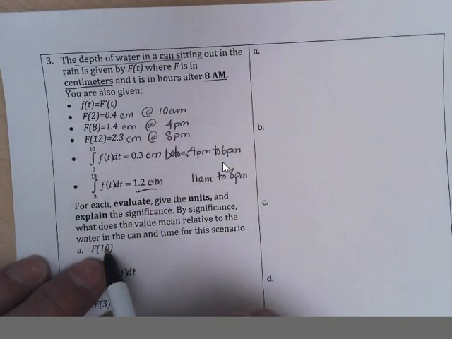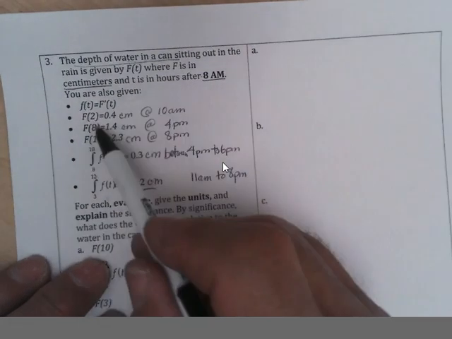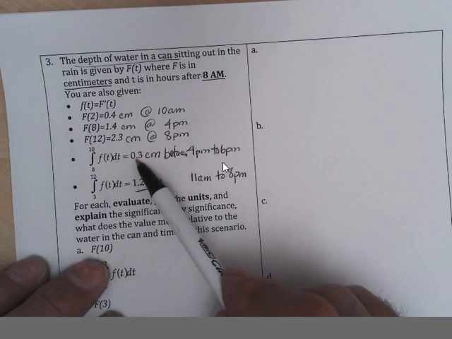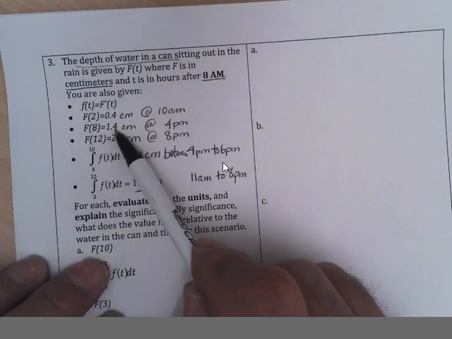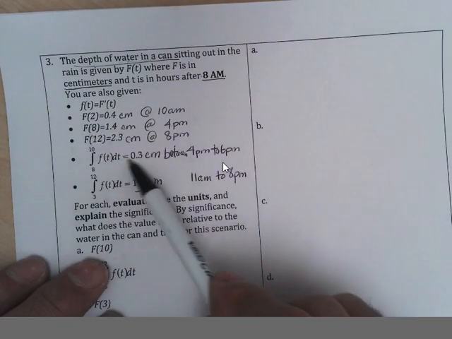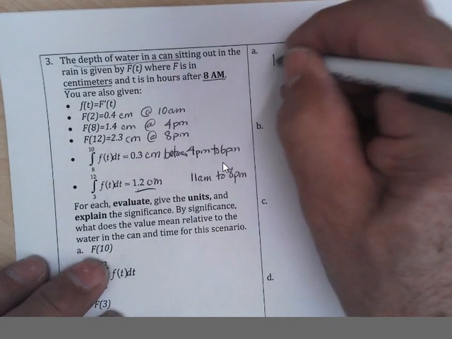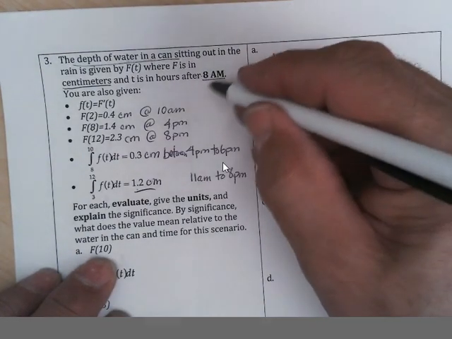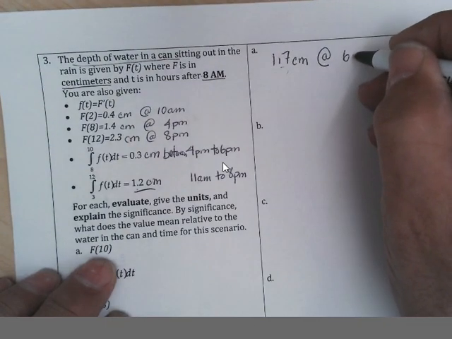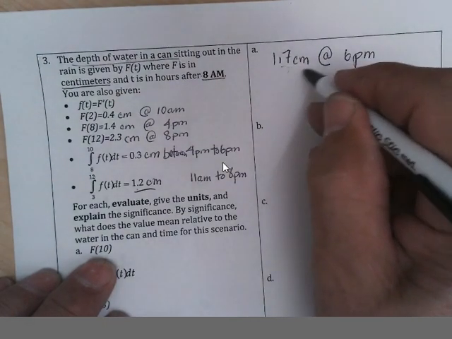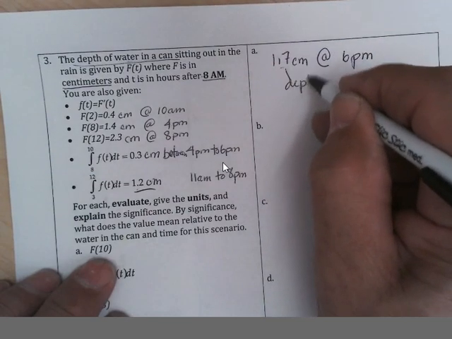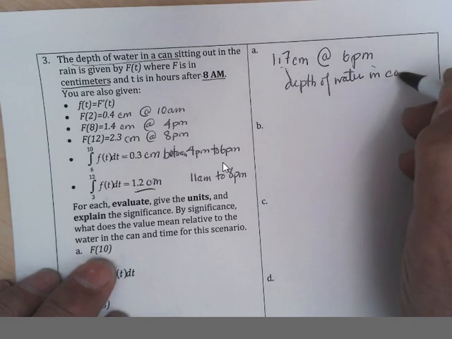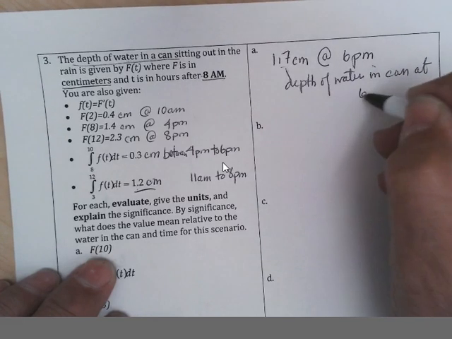This is how much was there at 10. Well, some people just average these, but it tells us that it gains from 8 to 10, 0.3, and at 8 it was 1.4, 1.4 at 8, and gained 0.3, so it's 1.7 centimeters at 10 hours after 8 a.m., which is 6 p.m. It's the depth of water in the can at 6 p.m.